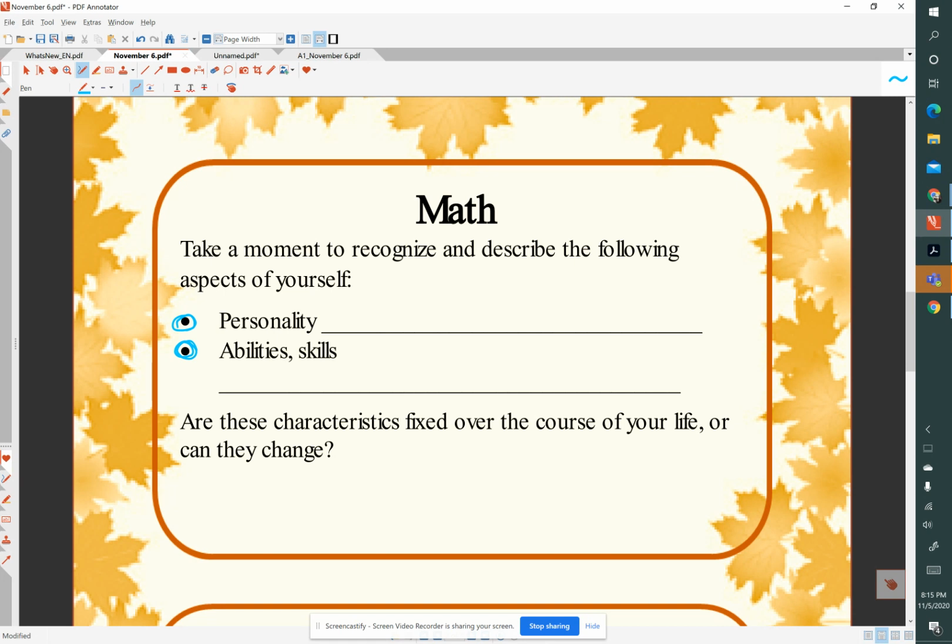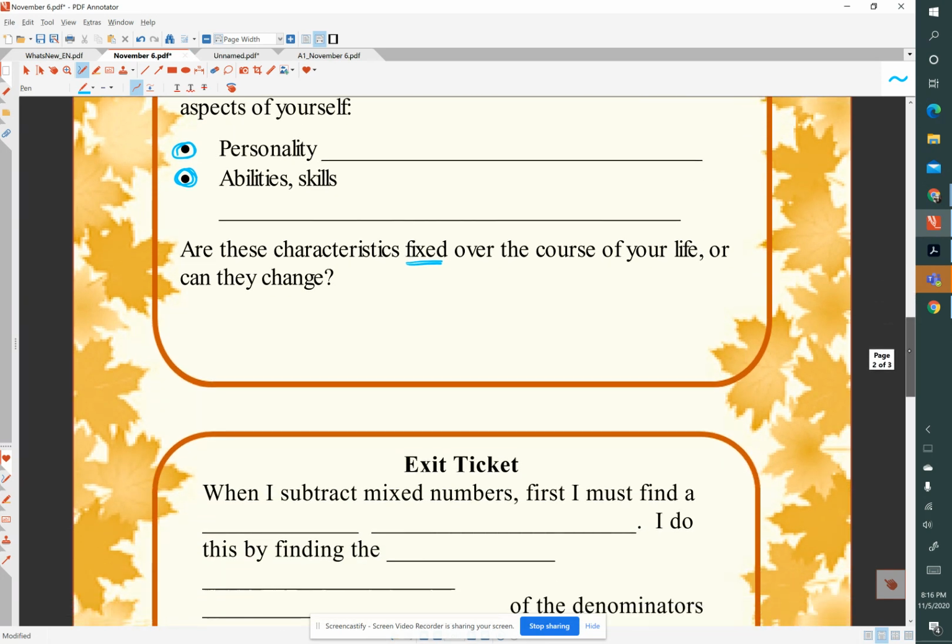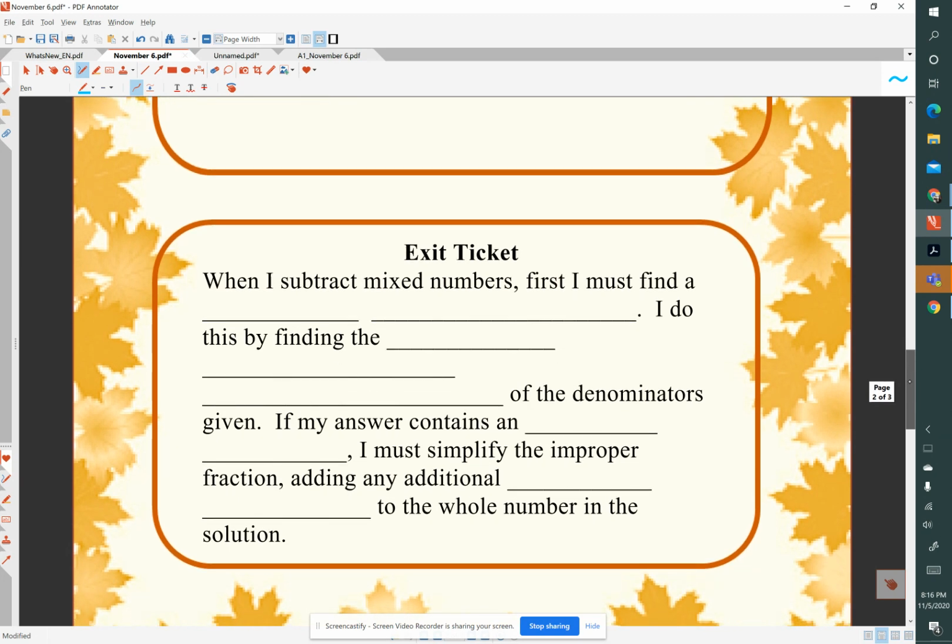But my abilities and skills, well, I think I can plan math lessons pretty well. And my closet and drawers are pretty organized, as is my classroom. So maybe my personality is I like everything to be neat and orderly, and I've transferred those abilities into the ability of being organized. Now, and I love this question: are these characteristics fixed? That means stays the same. Are they fixed over the course of your life, or can they change? I will tell you I wasn't always organized. Again, this is our exit ticket. We'll come back to that later.